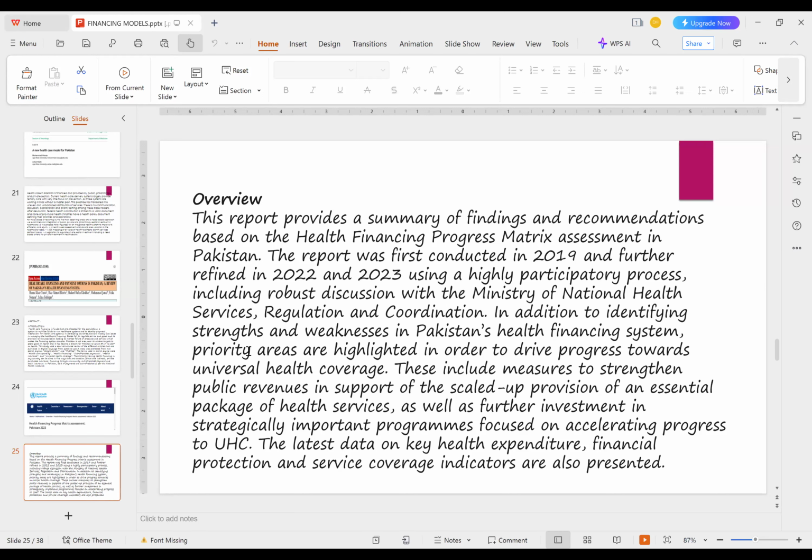In addition to identifying strengths and weaknesses, Pakistan's health financing system priority areas are highlighted in order to drive progress towards universal health coverage. These include measures to strengthen public revenues in support of the scaled-up provision of an essential package of health services, as well as further investment in strategically important programs focused on accelerating progress to universal health coverage. The latest data on key health expenditure, financial protection, and service coverage indicators are also presented.